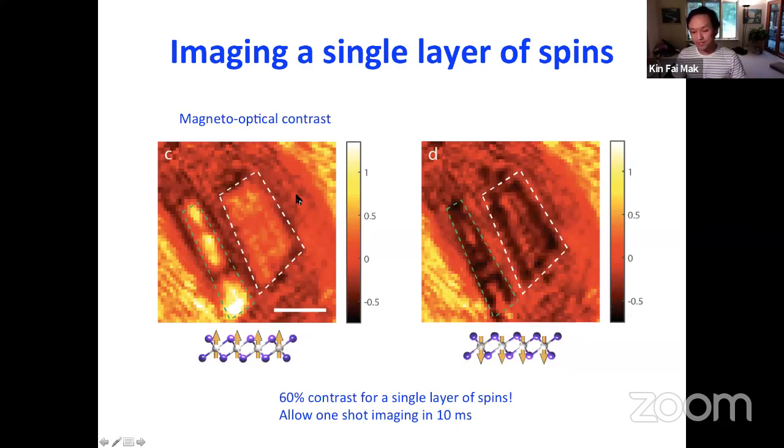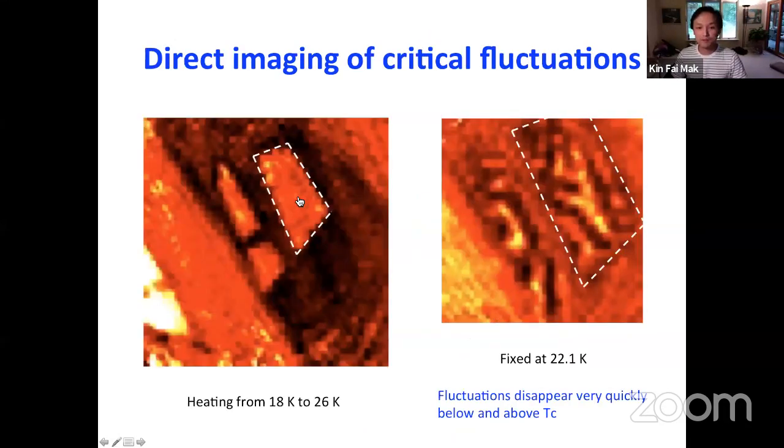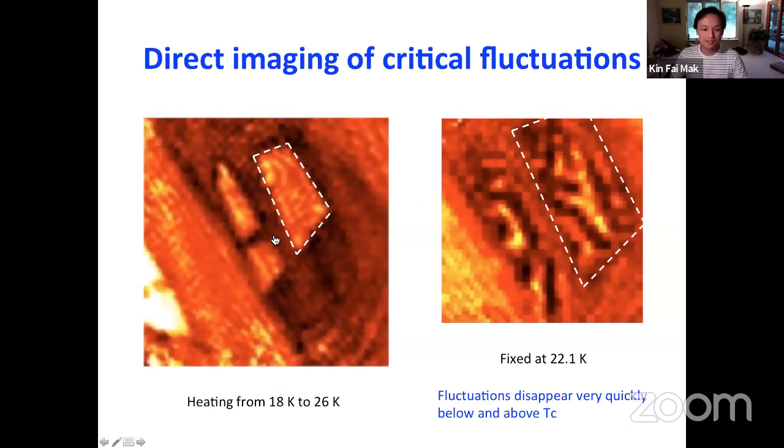By just exposing the sample for a few milliseconds, we can obtain an image of the spin. With this fast imaging mode, we can now detect the critical spin fluctuation near the TC of the system. What I show on the left here is, again, the sample prepared in the spin up state, so the signal is brighter compared to the background. We heat the sample slowly from 18K to 26K. The TC is about 22 Kelvin in the system.